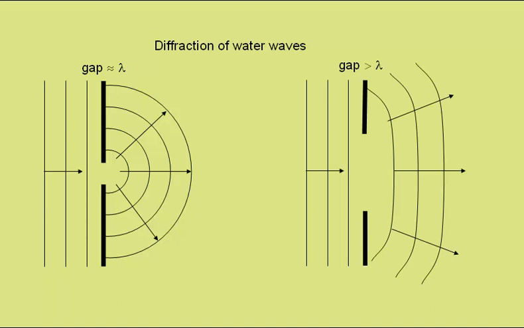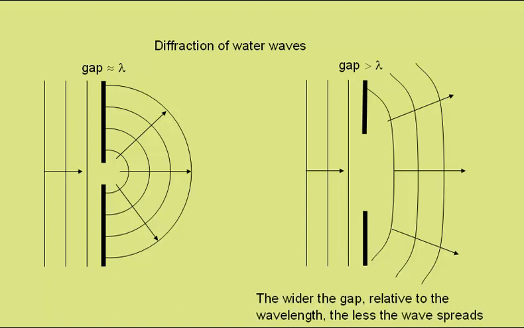When the gap is much larger than the wavelength of the waves, there is less spreading, as you can see in this diagram. So we see the wider the gap relative to the wavelength, the less the wave spreads.